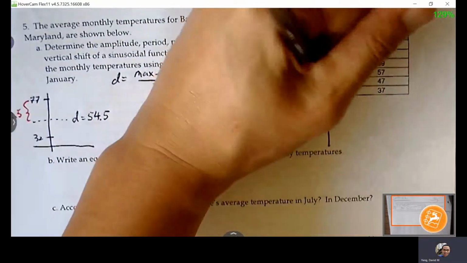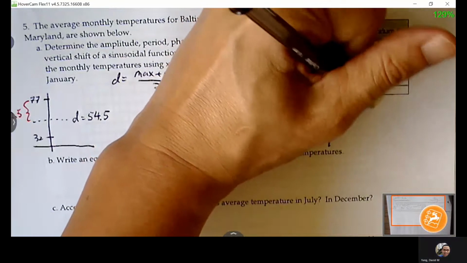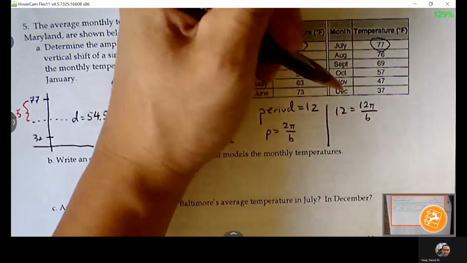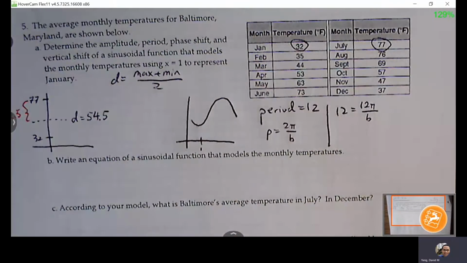Okay, solve for B. It's not 12. Oops, sorry, it's 2 pi over B, not 12.